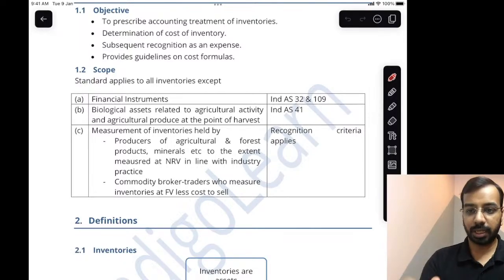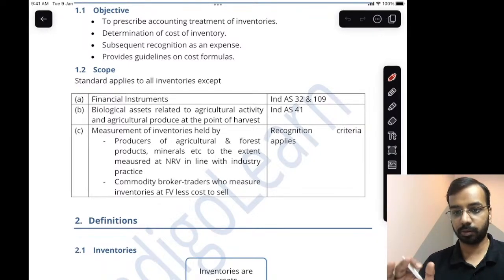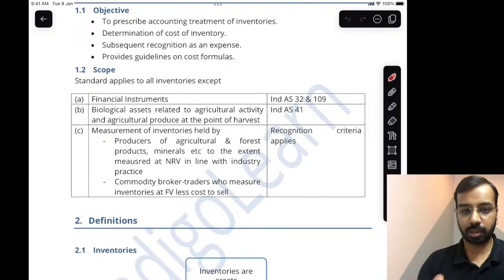And I hope the screen is clearly visible, and my video and audio are also good because I've tried a new setup today, so that's why I just wanted to cross confirmation.